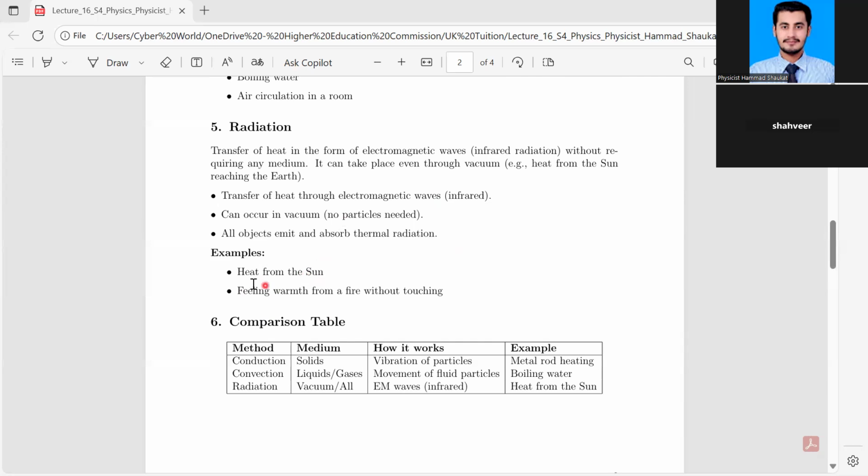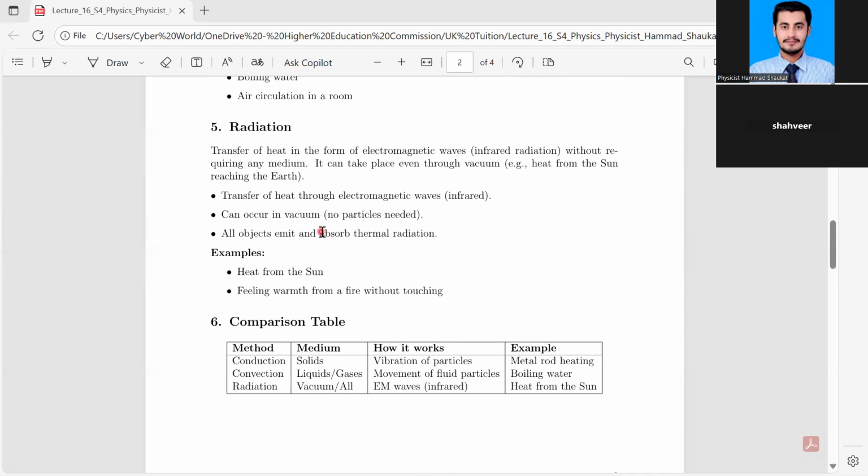Like heat coming from the sun, heat is also a form of radiation. You can feel warm from a fire without touching. You feel warm when you are standing in front of a fire, so you feel warm without touching the fire. Am I right? This is all due to the radiation. Okay.